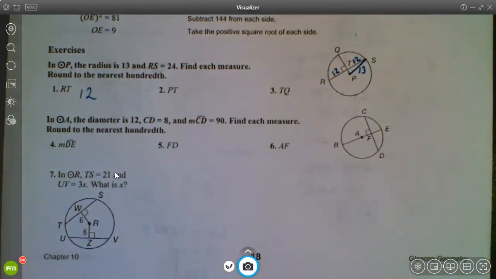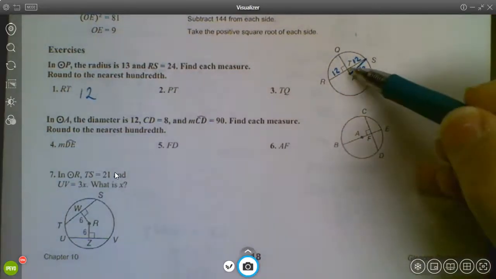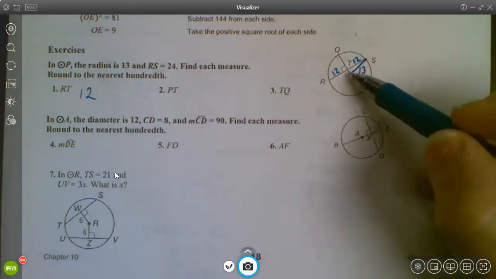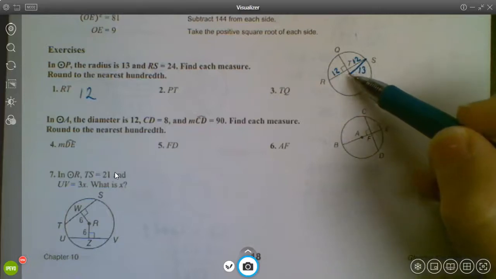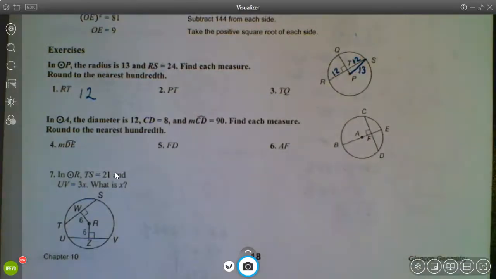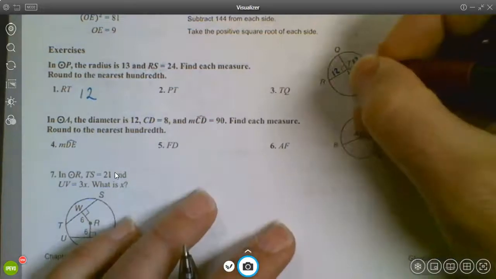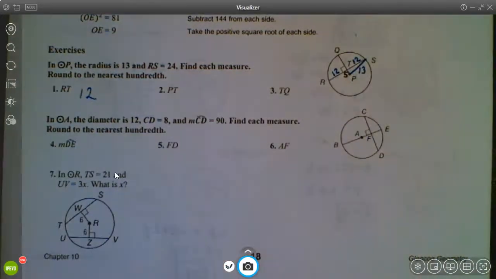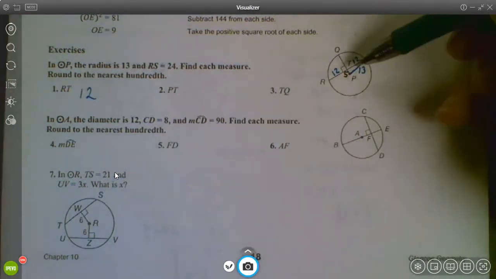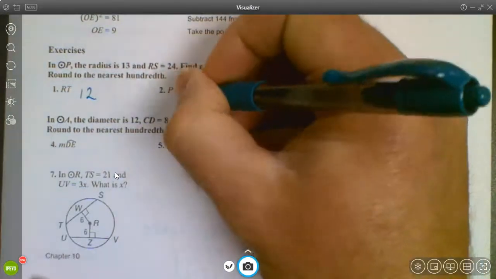Right? So now we can finish it off with some good old Pythagorean theorem, because now I'm looking at a right triangle. Right? So it's like a squared plus b squared equals c squared. So if we did a little Pythagorean theorem, we'd figure out that PT is 5.